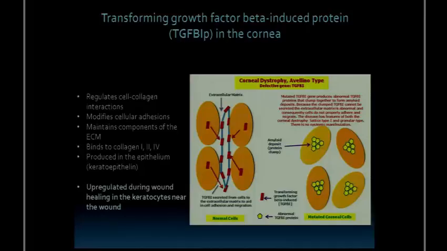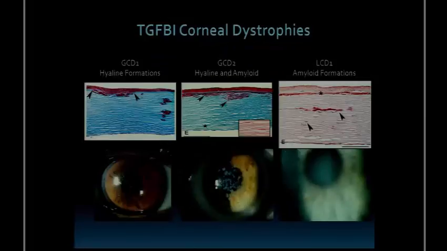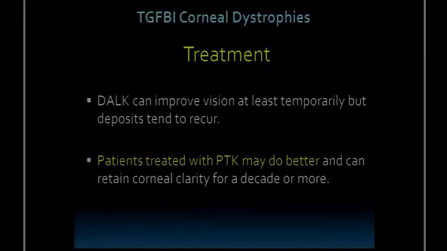So the damage to the protein causes wrong functioning of the extracellular matrix and the build-up. And so depending on the mutation, the phenotype is different. You may see here under the Bowman and anterior part of the stroma, and that's granular dystrophy. You may see hyaline formations and amyloid, or only hyalin or hyalin and amyloid formation.